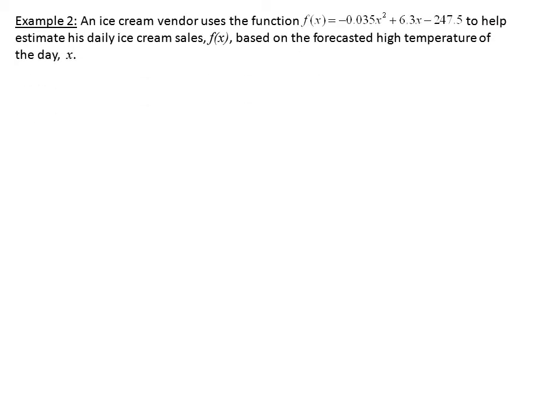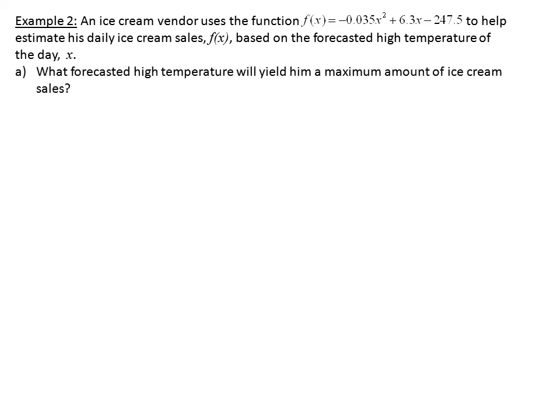For our second example, we're going to do an application problem. An ice cream vendor uses the function f of x equals negative 35 thousandths x squared plus 6 3/10 x minus 247 5/10 to help estimate his daily ice cream sales, which is represented by f of x, based on the forecasted high temperature of the day, which is represented by x.